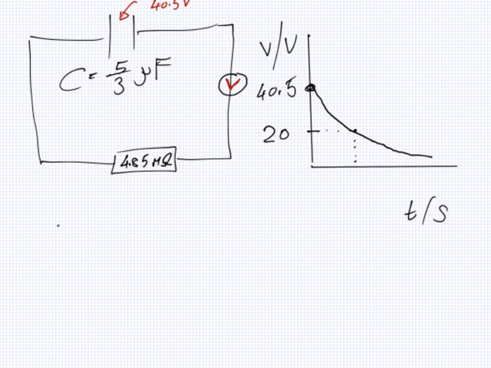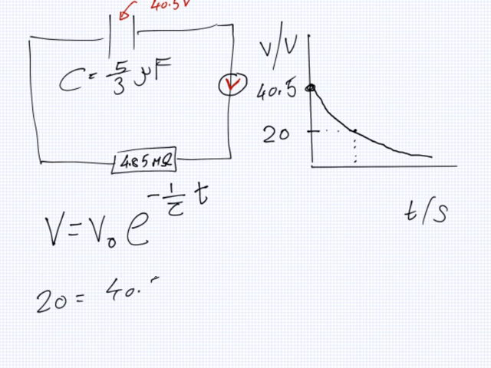So do you know the formula to use? V equals V0 e power minus 1 over tau, isn't it? 1 over the time constant multiplied by t. Now, do we know the V? Yes. Do we know the V0? Yes. Do we know the time constant? No, but there's a formula for time constant. Time constant equals R times C. Do we know R? And do we know C? Yes.